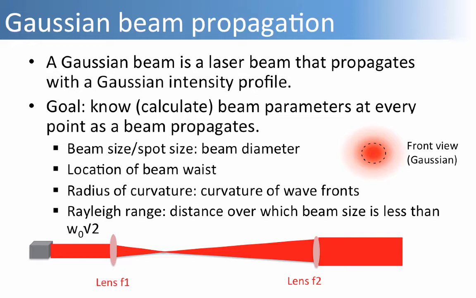The goal of this lab is to be able to calculate the following things: the beam spot, the location of the beam waist, which is the smallest point of the beam size, to find the radius of curvature, and then to also find the Rayleigh range. So we're going to go through all of these things in detail and come back to this slide.